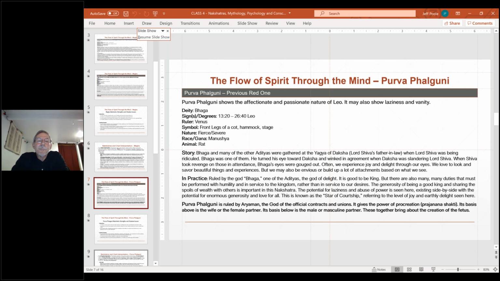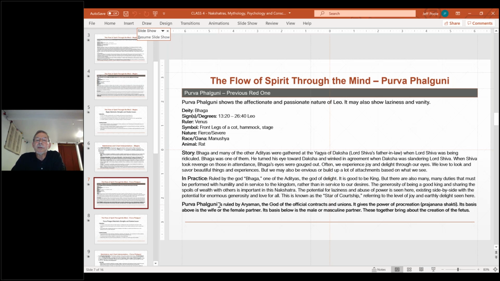So this is, I don't know why I put Aryaman in here. It was by accident. Purva Phalguni is ruled by Magha. So ignore all of this stuff here, because I think what I did is I created the next slide and I used it to build this slide and forgot to take Aryaman out of there. Aryaman is the deity that rules in the next nakshatra.